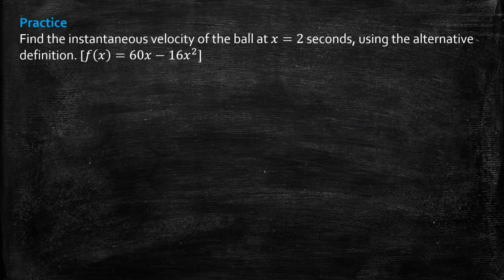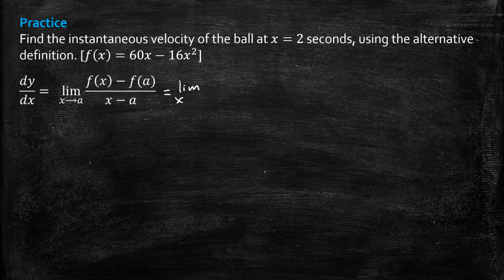So let's do a little practice using the alternative formula for the instantaneous velocity. When we found it for x equals 1 second, we used the previous formula, so it's good to practice both. Let's make the easy substitution right now: a, in this case, we want it at when the time is 2 seconds. So we can just replace a with 2.